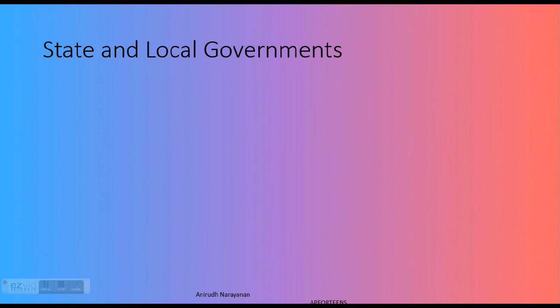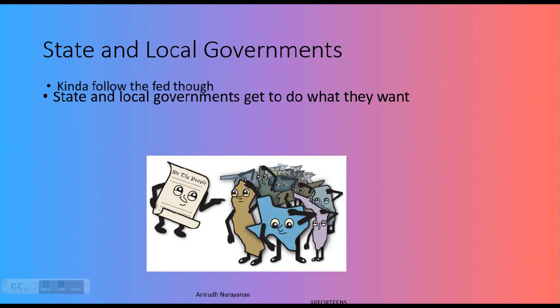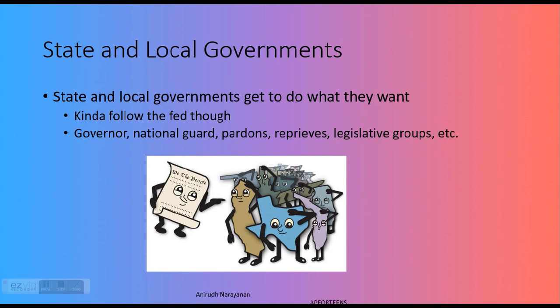State and local governments get to do basically what they want. They have a lot more freedom under the Constitution when compared to the federal government, but usually they end up following the federal government. All states have an executive branch led by a governor. They also have a National Guard and can grant pardons and reprieves. They've got legislative groups similar to the House of Representatives and the Senate, and have the ability to override the veto of the governor. It works a lot like the federal government.